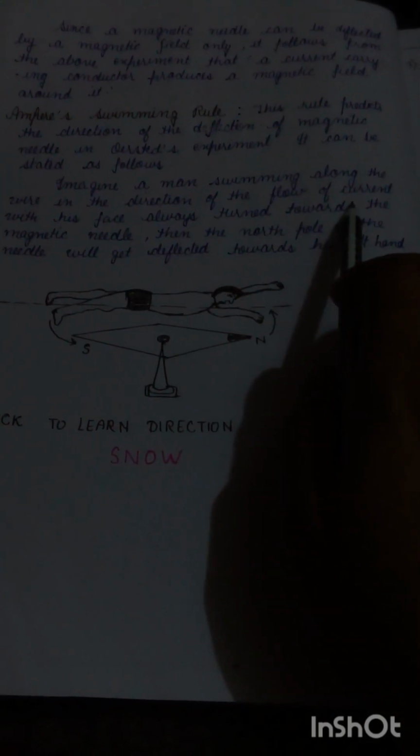Now what is Ampere's swimming rule? Based on the Oersted experiment, Ampere gave a swimming rule to remember and figure out the direction of deflection of the magnetic needle. The rule says: imagine a man swimming along a wire in the direction of flow of current, that is, parallel to the wire, and his face should always be turned towards the needle.